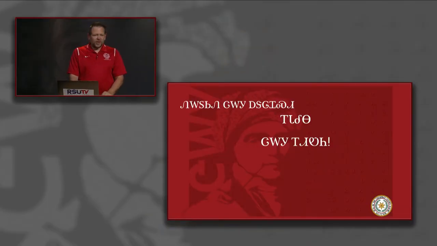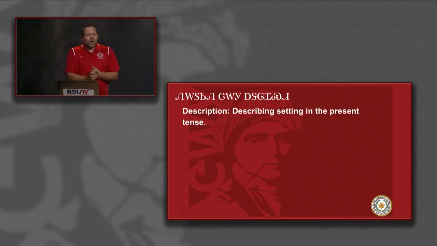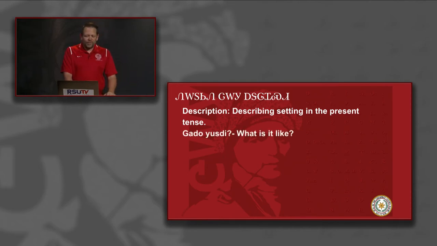So we'll start and we'll talk Cherokee, okay? We're going to do something a little bit different today. We're going to specifically talk about describing the setting in the present tense. We've already done that quite a bit. We know a lot of description words. And so we're going to go back through and identify what some of those description words are, and then we're going to move forward from there.